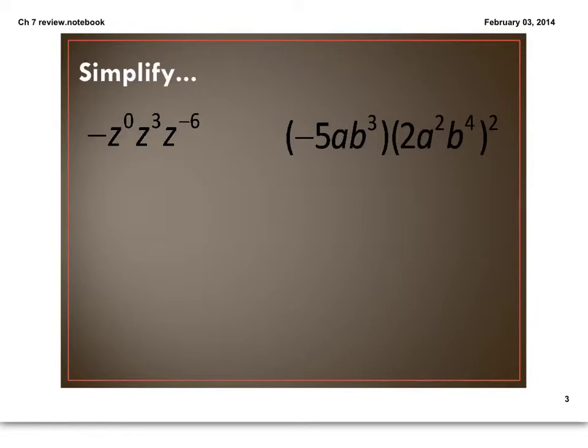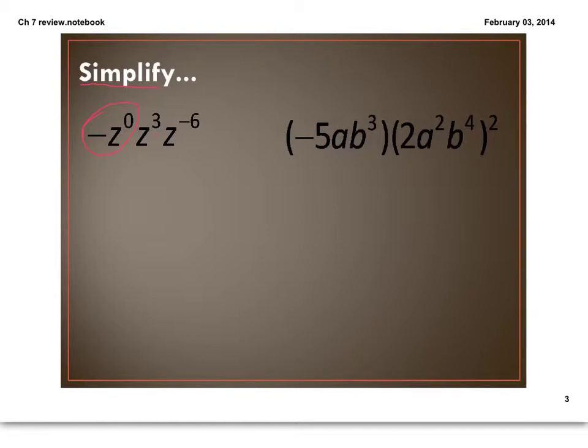In our next examples, we're just taking a look at simplifying these monomials. Again, we're calling them monomials because we want to deal with one term. So again, what I have here is z to the 0 power times z to the 3rd power times z to the -6th. Now the one thing that might confuse you guys would be the fact that we have here negative z to the 0 power, and that negative. When taking a look at that, we know that anything to the 0 power is 1.